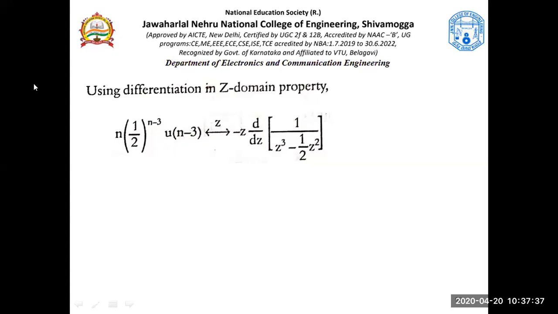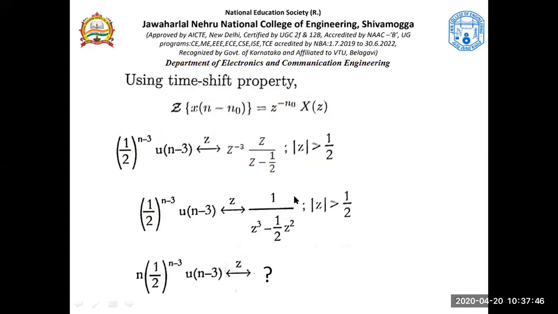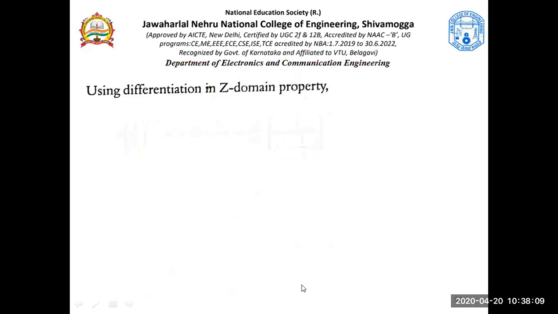Understand that? Okay. n is minus Z into d by dz. So soon after you bring n, what is happening here? It's minus Z d by dz of this. So minus Z into differentiation of this with respect to Z is what is going to come here. So the Z transform of n is minus Z d by dz of this. Fine. That is what is done here.